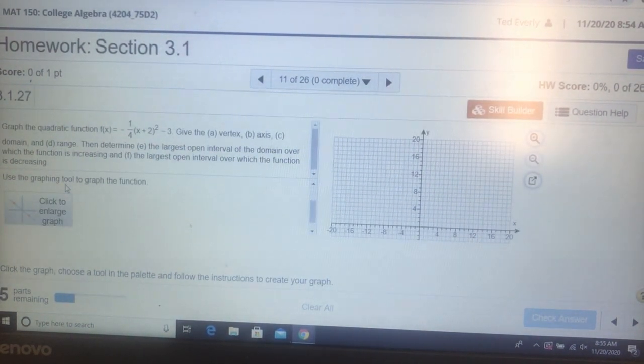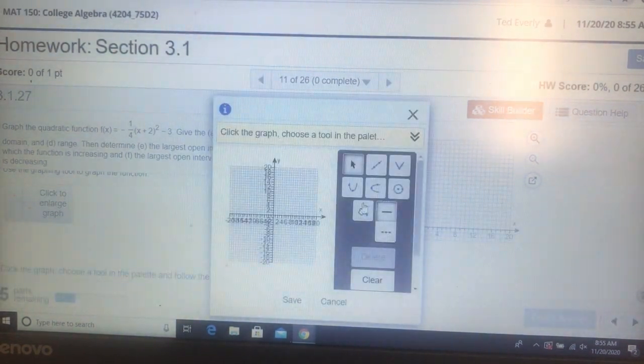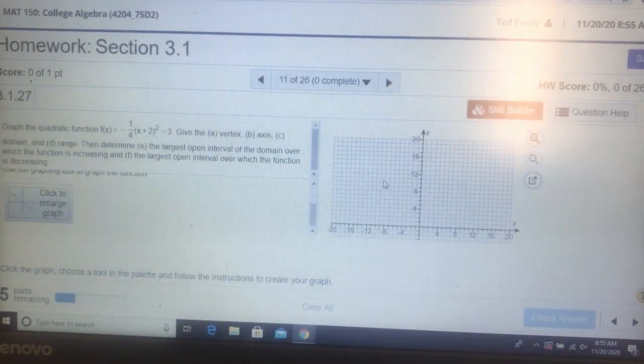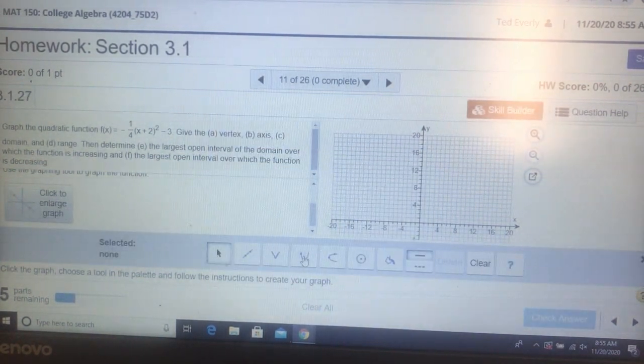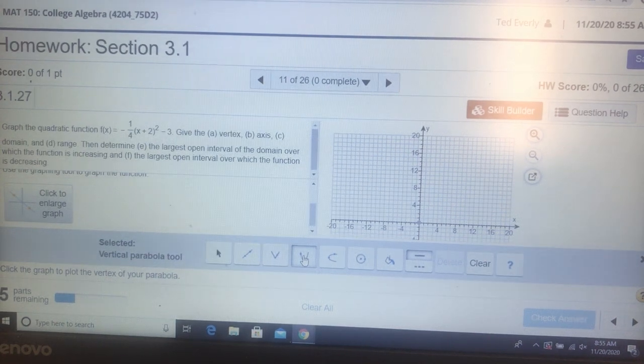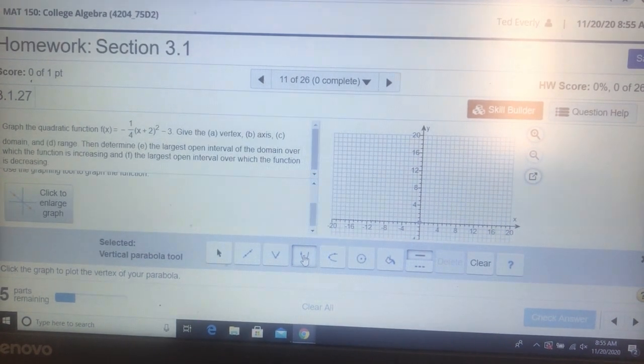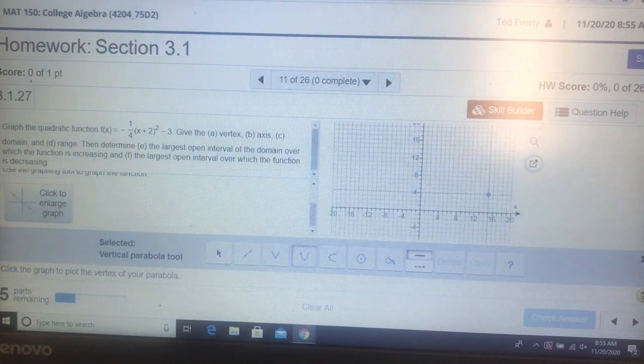Now we're going to graph this thing. Now here's what you got to do on graphing this. This one doesn't do the boxes. You're going to have to literally graph it yourself. Just click on this graph here, and it's a parabola. First thing I'm going to do is go to that vertex, which is -2, -3.